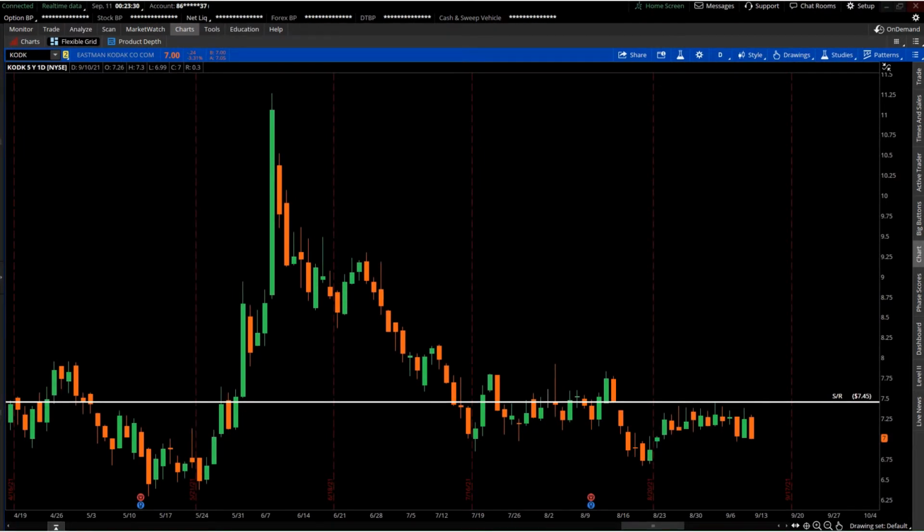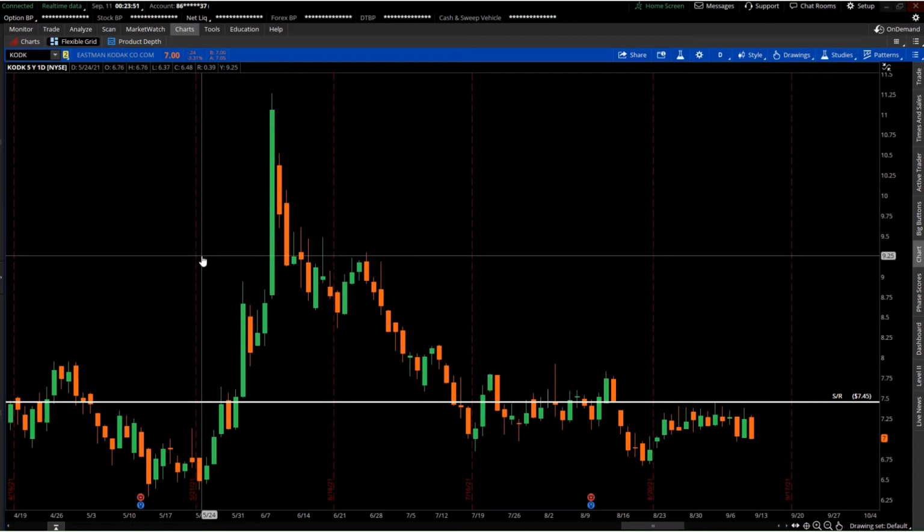Today is September 11th, and it's 12:23 a.m. This is the daily chart for Eastman Kodak, ticker symbol KODK. As of Friday's close, it closed at $7, and for the trading session, it was down 24 cents.